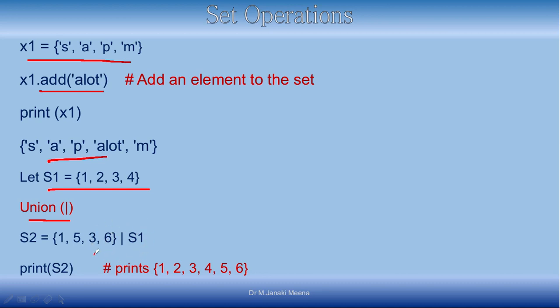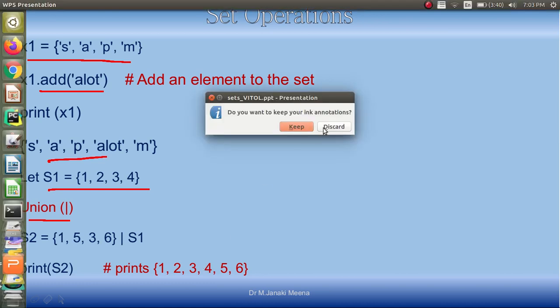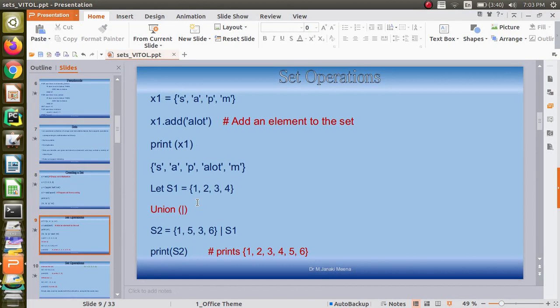When you take a union of this and you print S2, you will have only 6 elements, because when you look at these two sets, 1 and 3 are getting repeated. 1 is present in S1 as well as in S2, and we have said that a set is a unique collection of elements, so you will not have 1 repeated. We can check this in the terminal.